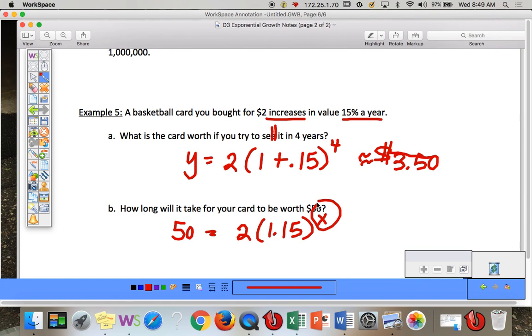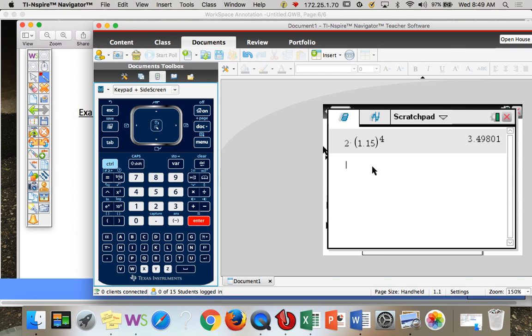So here you're solving for x. You're going to plug in and see how close we can get to 50. So we know 4 years is way too little because it's just $3. So let's try, how about 20 years? Okay, 32, so it's more than 20. Let's try 30 years. Too much, so try 25.